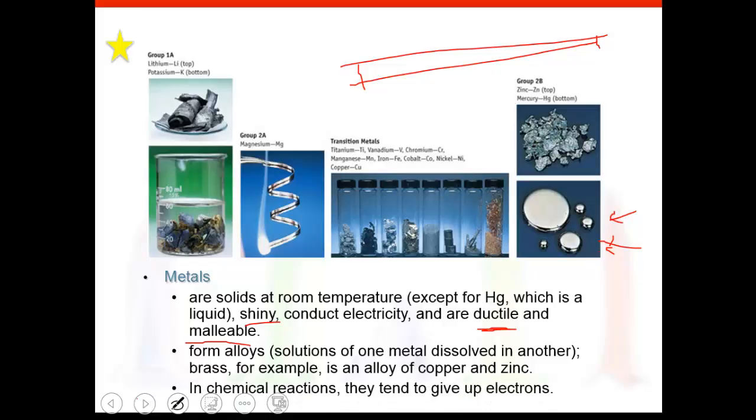And they tend to give up electrons in chemical reactions. And we're going to see this is going to become important when we look at how things tend to react.